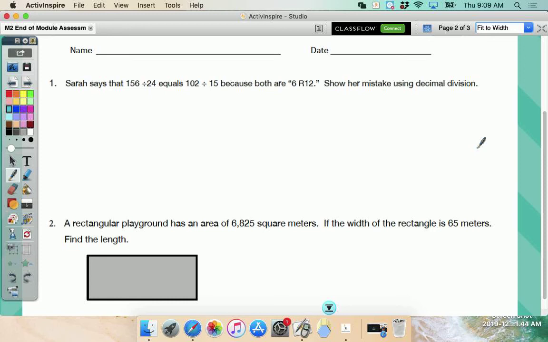Okay, so before we do anything, let's draw a line here and put a circle. You'll see why in a minute. Okay, Sarah says that 156 divided by 24 equals 102 divided by 15 because both are 6 remainder 12. Show her mistake using decimal division. So put a box around decimal division, please. So what I'm going to do is write both problems.